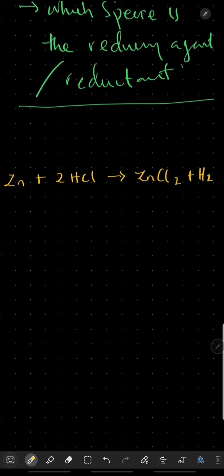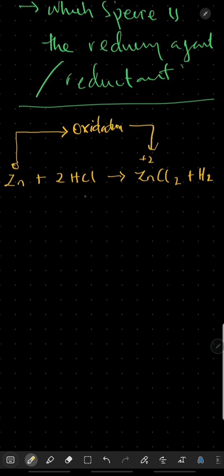Now, we have seen that zinc becomes zinc chloride, and what can we say? It moved from 0 to +2. That's the increase in oxidation number, so that is oxidation. Or we can say that because zinc gained an electronegative element, which is chlorine, that is oxidation. So I hope that is clear to you.